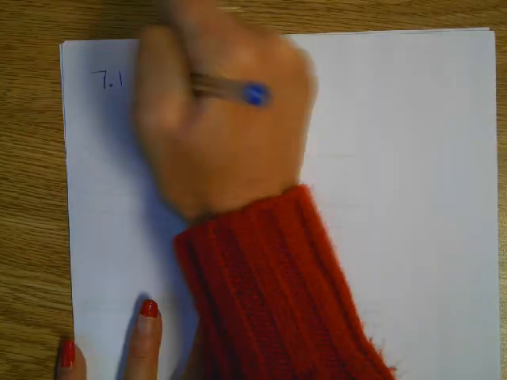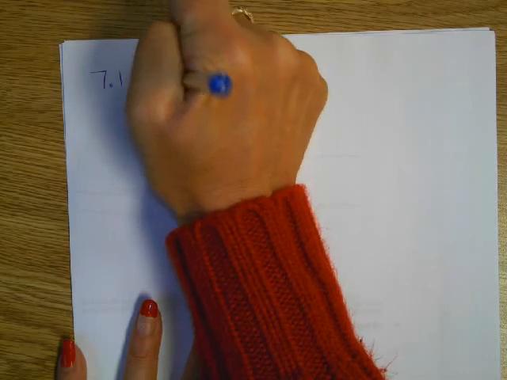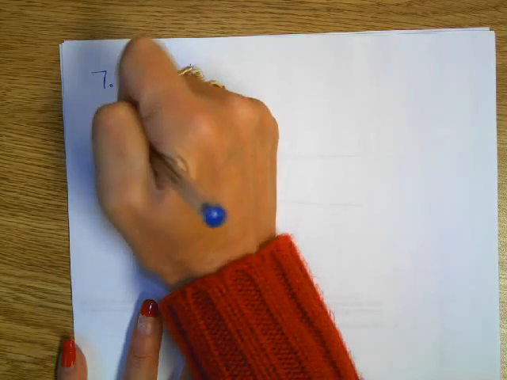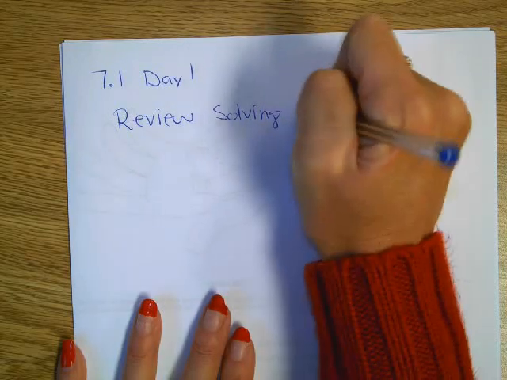All right. So we'll start with a review. Then we're going to move into solving non-right triangles. So 7-1, day 1. Right triangles. And this is just your SOHCAHTOA stuff.